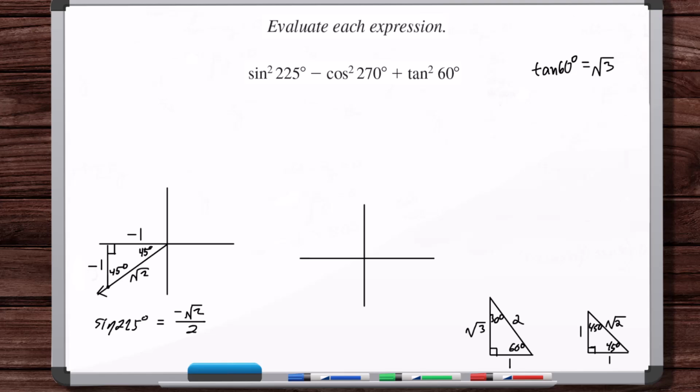Okay, what about the cosine of 270? Oh, well, that's another quadrantal angle. If we think about what happens, the triangle collapses to where the adjacent goes to 0. So adjacent over hypotenuse, cosine of 270 is 0.